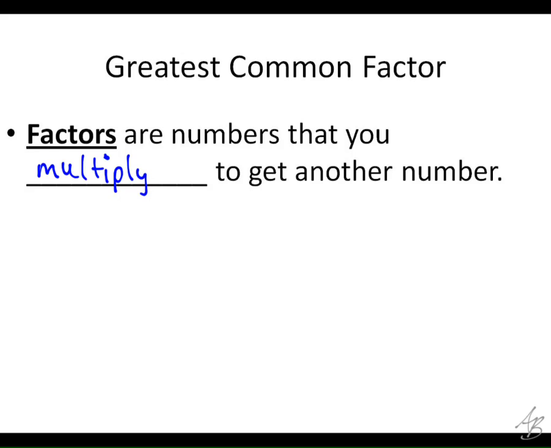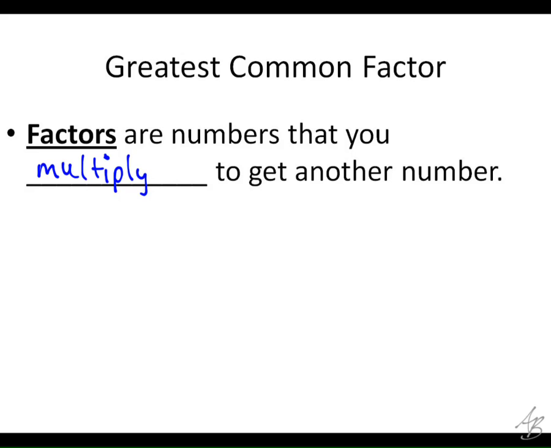So for example, 12 is 3 times 4, right? So what are the factors? What are some factors of 12? I just said some. 4 and 3, right? Because we can multiply 3 times 4 to get 12. So some factors of 12 would be 3 times 4. Are those the only factors of 12? Okay, 2 is a factor of 12 because you can multiply 2 times 6. In fact, 6 is a factor of 12.